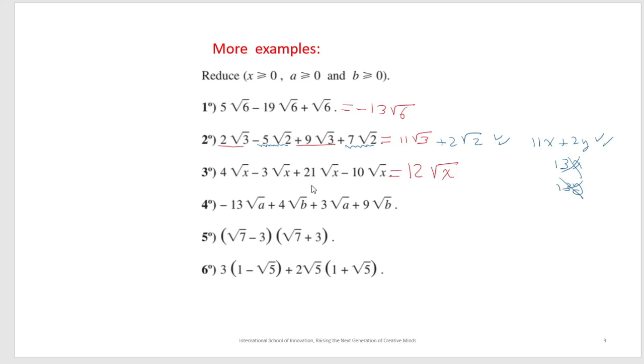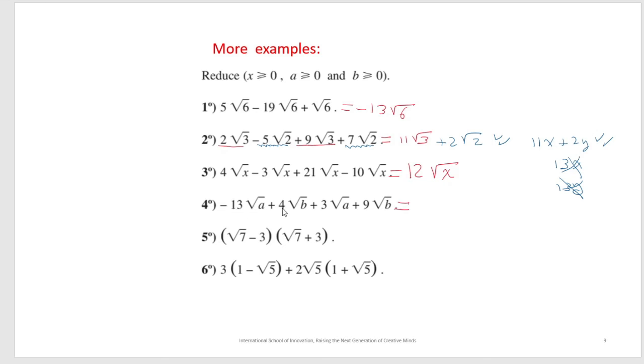Follow me by calculations. Okay, so I'm not making mistake. Anyway, I usually repeat it. So 4 minus 3 is 1. Plus 21 is 22. Minus 10 it is 12. Good? Okay, let me go with the next one.